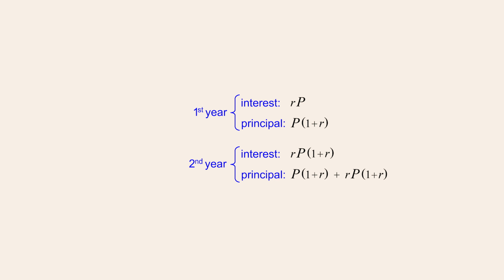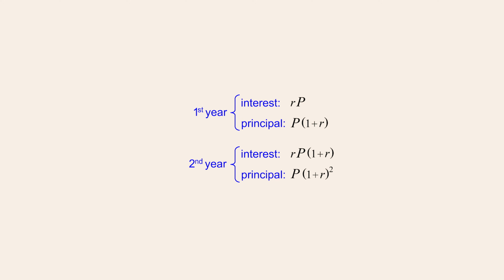We can simplify this expression by factoring out the two copies of 1 plus R and the two copies of P, and then write 1 plus R times 1 plus R as 1 plus R squared.